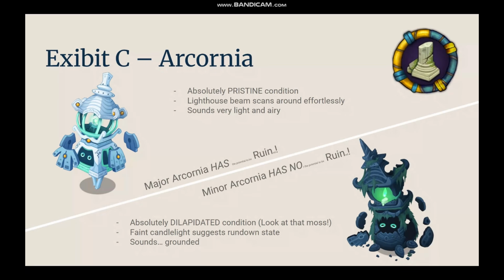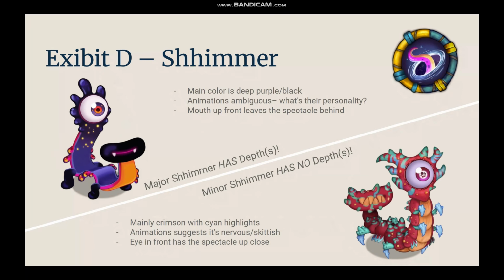Now, finally, moving on to the newest example, Shimmer. This cute little fucked up creature. So the main color of major Shimmer is a deep purple and black, and that's supposed to evoke thoughts of deep space imagery or the deep depths, because the depths element seems to be all about general unknowns, whether it be in space or in the ocean. That idea of depths. The animations for major Shimmer are also really ambiguous. There's nothing to really gain from the way it shifts around weirdly, and you can't really get anything from that.